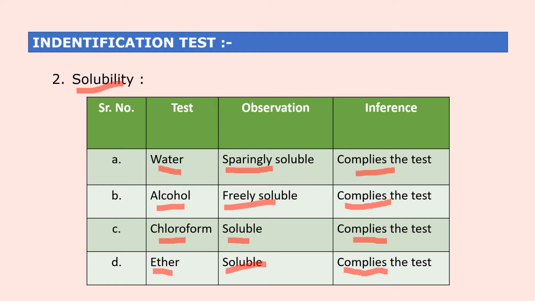Sparingly soluble means when I take 1 gram of aspirin, it has been dissolved in a solvent, that is water, from 30 to 100 ml. Freely soluble, it has required a solvent quantity from 1 to 10 ml. Soluble required a quantity of 10 to 30 ml. Same way, ether also soluble, 10 to 30 ml. Therefore, all the 4 of solubility parameter has been complied for aspirin.